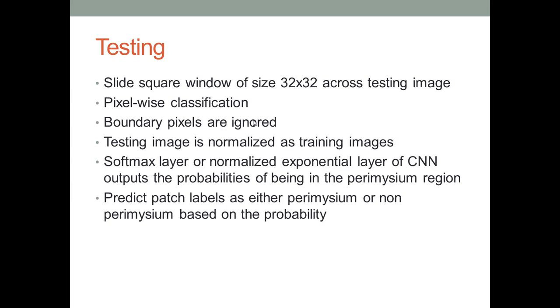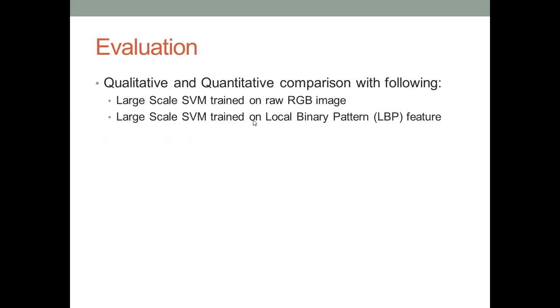And the softmax layer is the final output layer for the convolutional neural network that gives the probability of the center pixel, or that particular patch, being in the peri-matching region or not. The final prediction label for the patch is done based on the probability, by thresholding the probability map to see whether each pixel is in the peri-matching region or the non-peri-matching region.